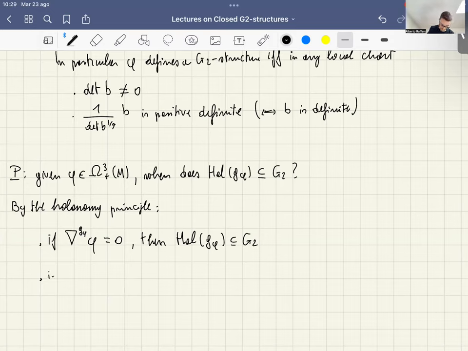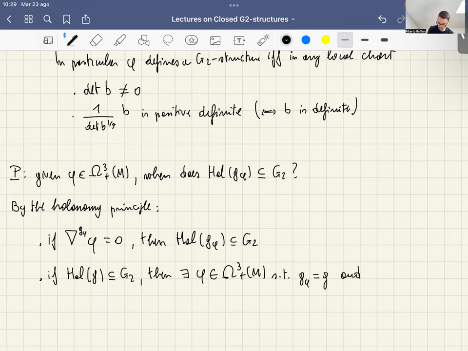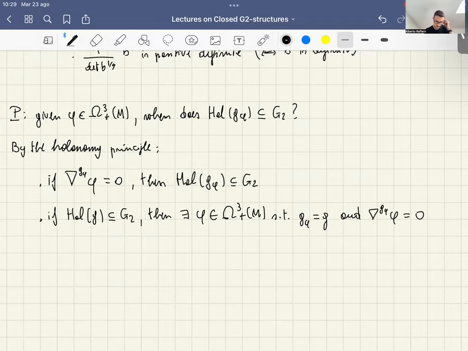And conversely, if you have some Riemannian metric g on a 7-manifold, such that its Riemannian holonomy group is a subgroup of G2, then there exists a G2 structure phi on the manifold that induces that Riemannian metric, so for which the induced Riemannian metric is precisely g, and it is parallel with respect to the Levi-Civita connection. So this characterizes the reduction of the holonomy group of the metric induced by a G2 structure in terms of the covariant derivative of the G2 structure.